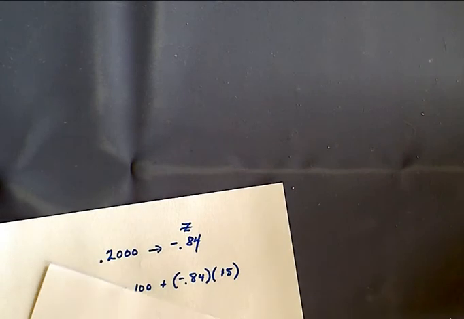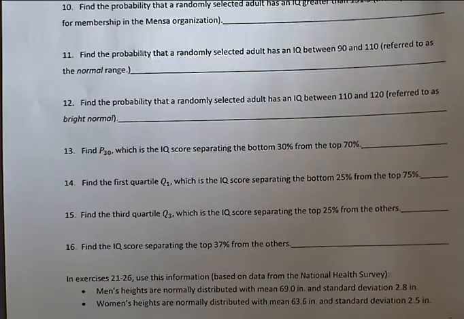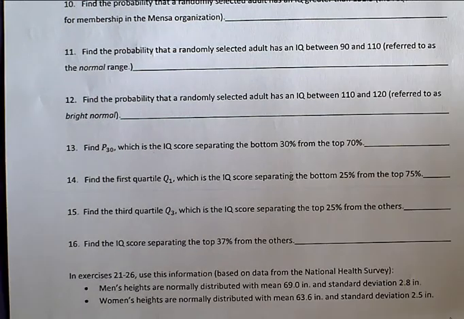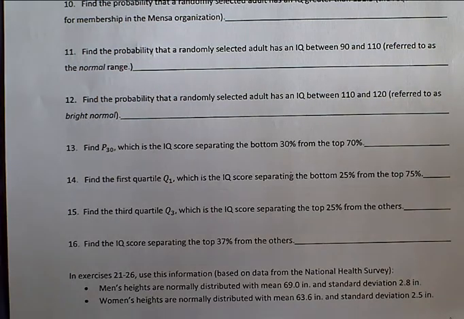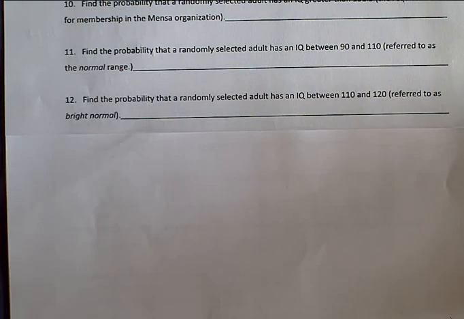In the next group of problems, they start to ask you to do some of the same things without a picture. 9 through 16. And then let's look at number 12. Try to pick out just a couple here. Okay, number 12 says, find the probability that a randomly selected adult has an IQ between 110 and 120.